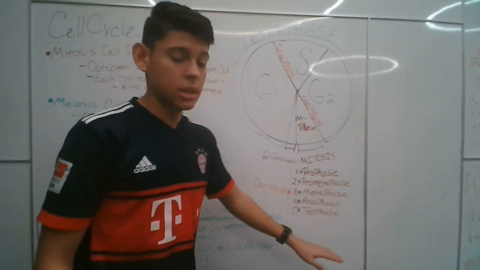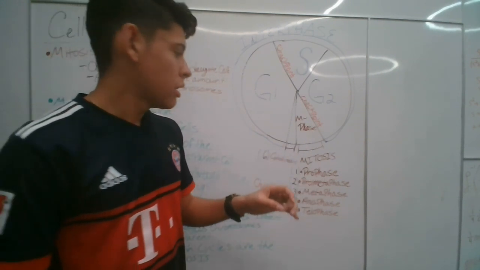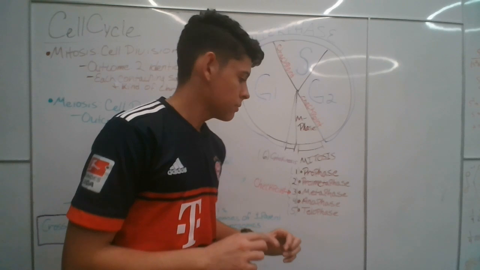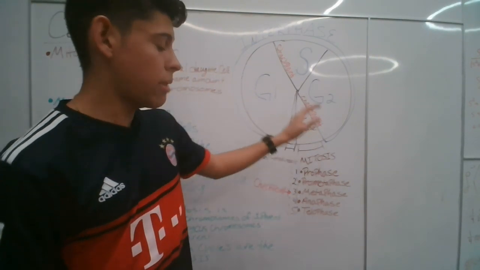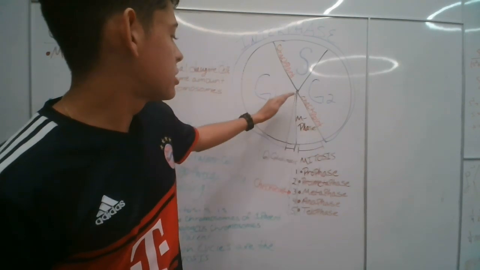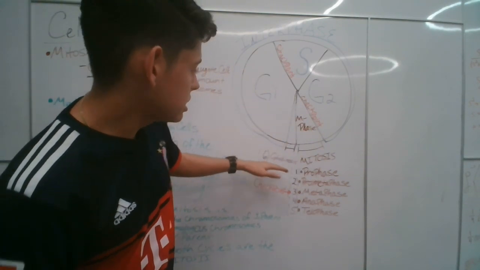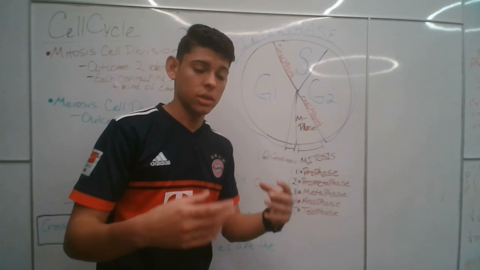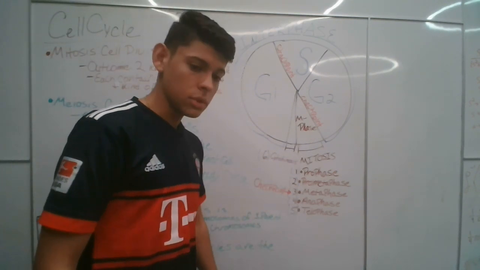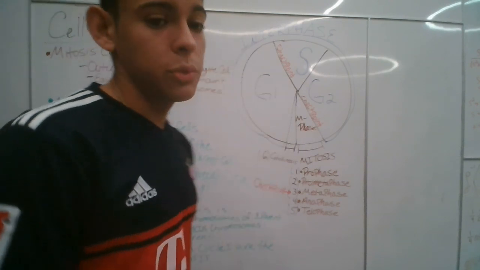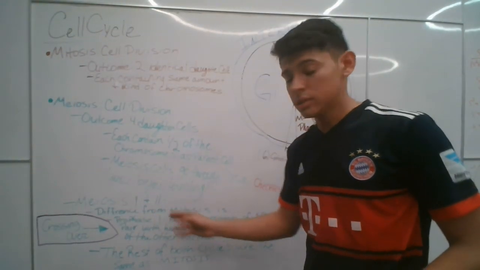After telophase, right before the division, we have cytokinesis. Now, cytokinesis is not part of the M phase. It's its own little section. Cytokinesis is the actual division of the cell. Cyto meaning cytoplasm. Now that we have this information, we can move over to meiosis 1 and meiosis 2.